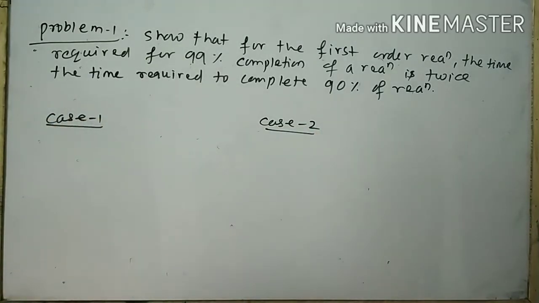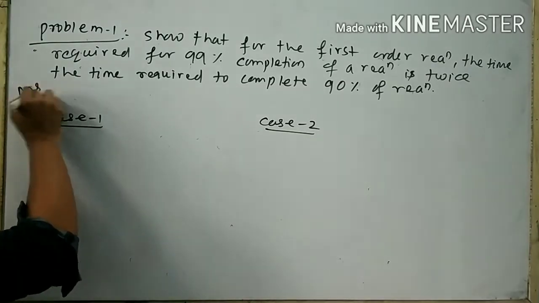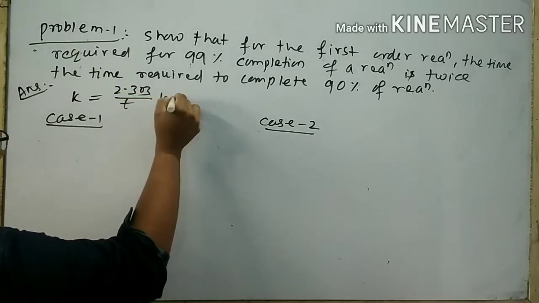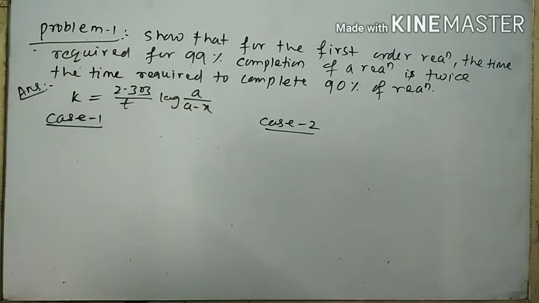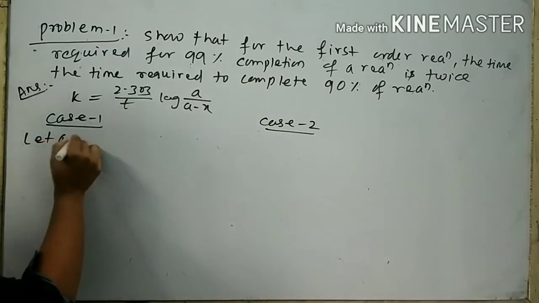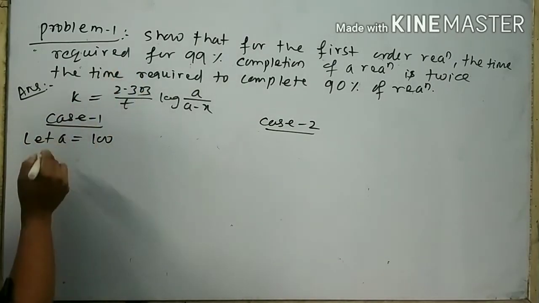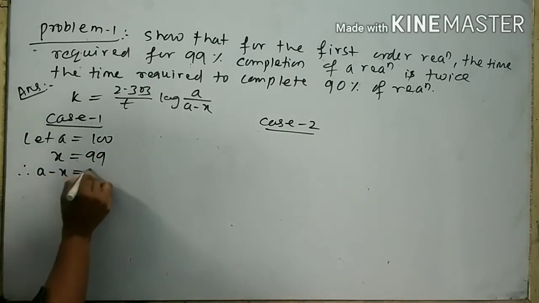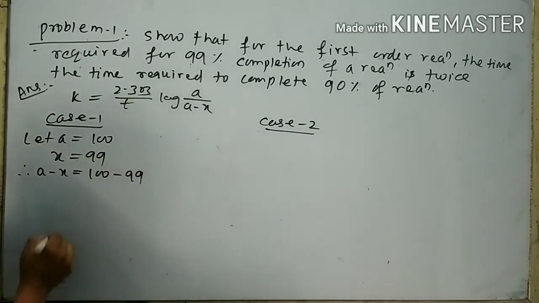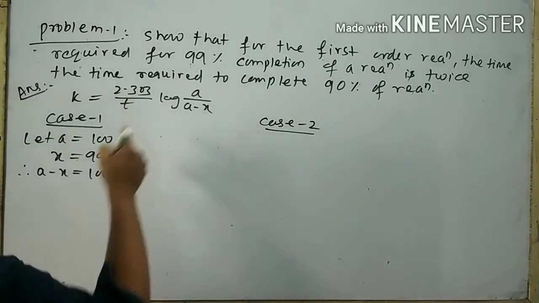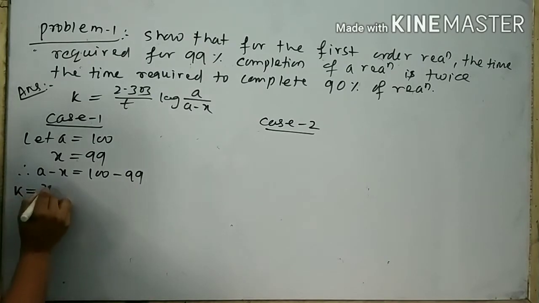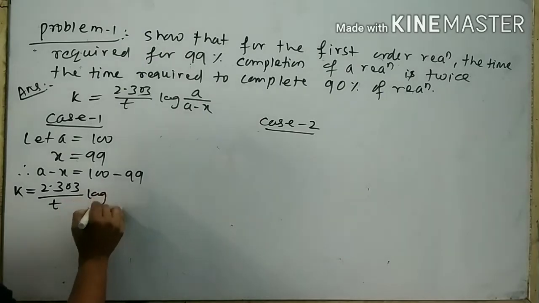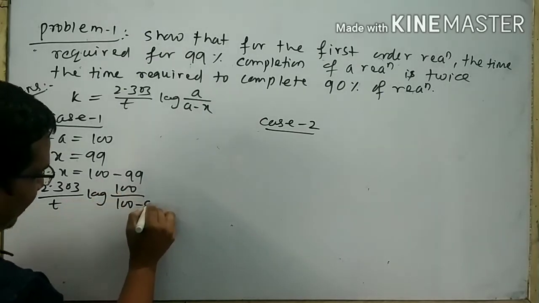This is a first order reaction. For first order reaction, k is equal to 2.303 divided by t log of A by A minus x. For case 1, let A is equal to 100. According to the question, x is equal to 99. Therefore, A minus x is equal to 100 minus 99. Now put the value of A and A minus x in this equation. Then we can write k is equal to 2.303 divided by t log of 100 by 100 minus 99.